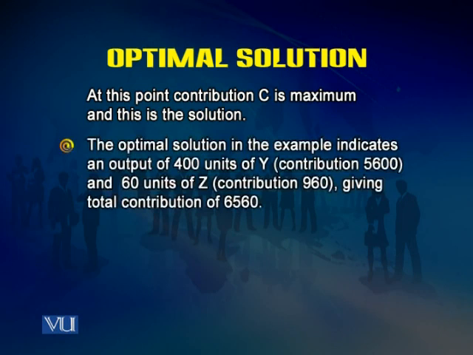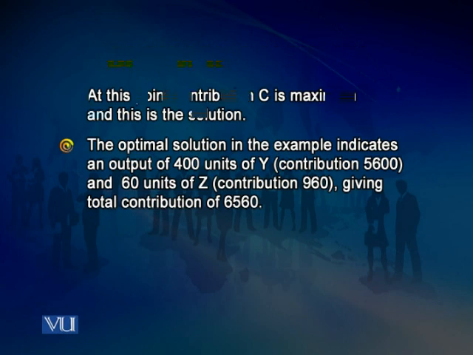The optimal solution in the example indicates an output of 400 units of Y, contribution 5,600, and 60 units of Z, contribution 960, giving a total contribution of 6,560. You can, from the graph, read the values of Y and Z at the point C. We have been given in the solution that the value of Y is 400 and the value of Z is 60.